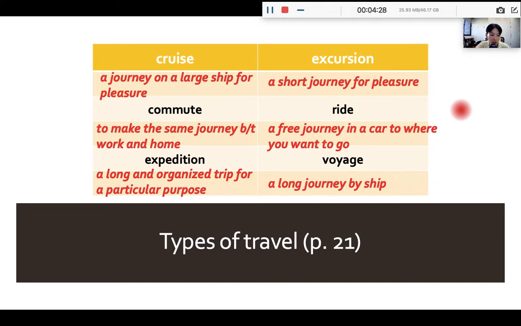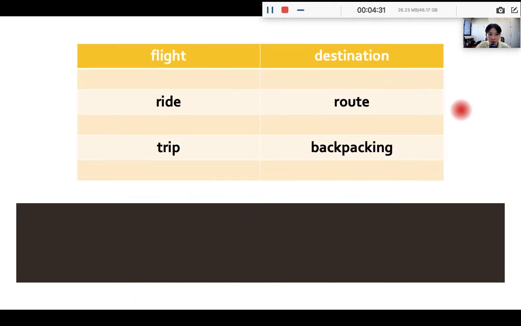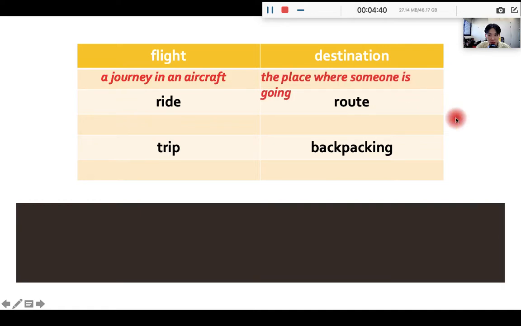Okay, let's move on to the other 3 pairs. Flight and destination. So a flight is a journey in an aircraft, and destination is the place where someone is going. For instance, whenever you get your ticket for a flight, then on that ticket you will see destination. Okay, it means the place where you are flying to.